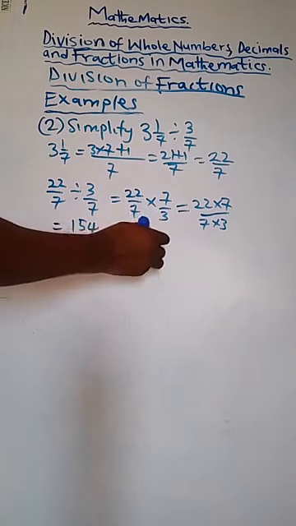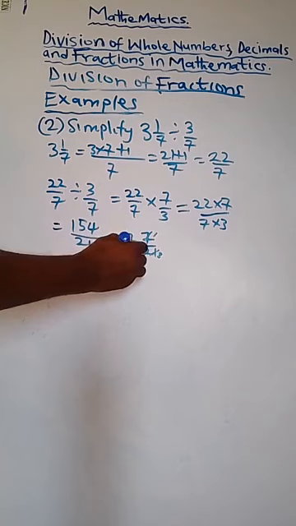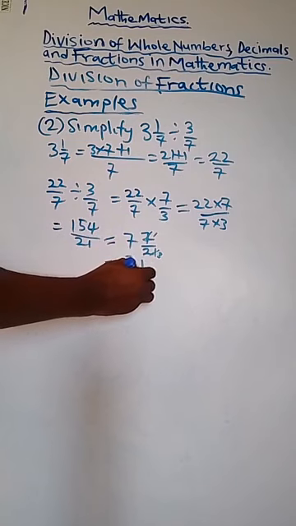As you can see, 7 can still divide 21. 7 here 1, 7 here 3. So our final answer will now be 7 whole number 1 over 3.